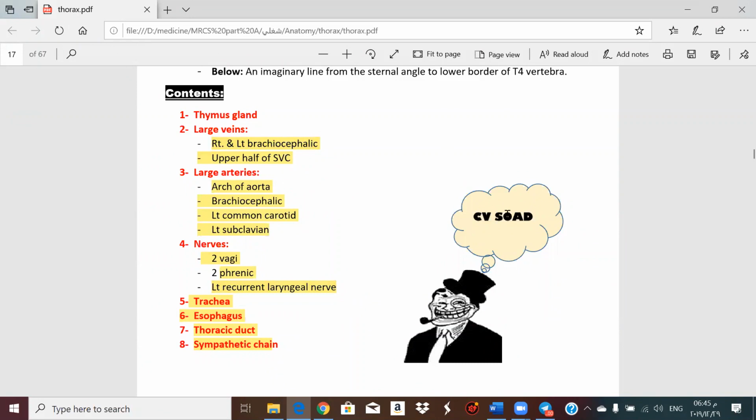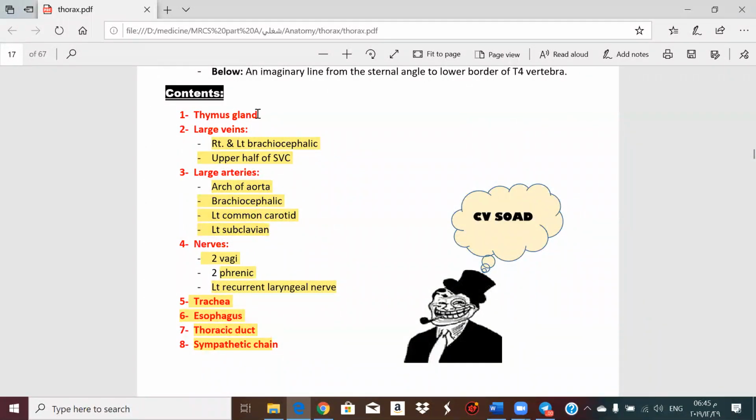O for esophagus, and esophagus also not alone. Esophagus is a large tube descending in the neck associated with trachea. Esophagus and trachea. A for aorta. Which part of aorta? The arch of aorta. The arch of aorta alone? No. Its three branches: brachiocephalic, left common carotid, and left subclavian. D is for duct, which is called thoracic duct.